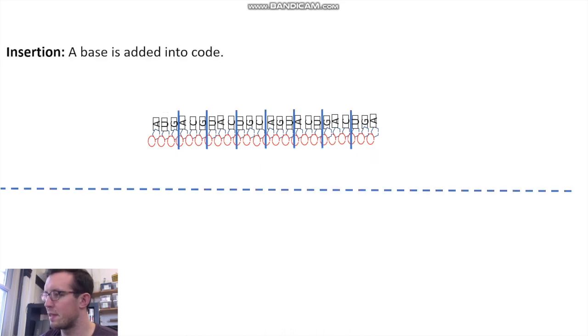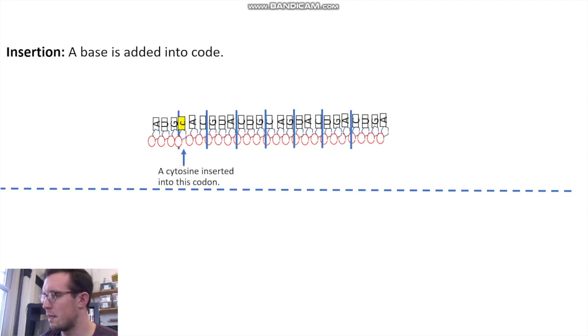So that's a substitution. Another type of point mutation is something called an insertion, which occurs when a base is inserted into the code. So in our insertion, a cytosine has been inserted into this second codon, and all of the other bases shift down as a result.